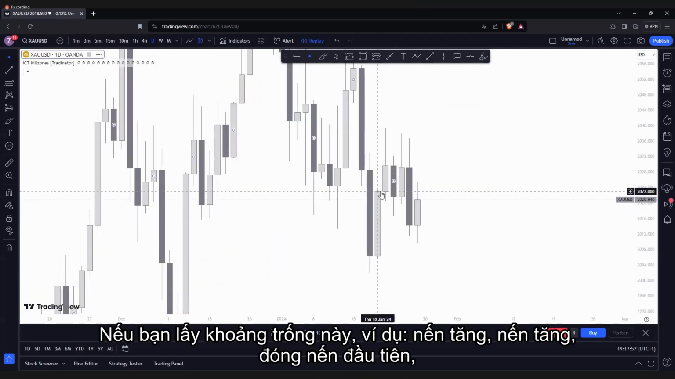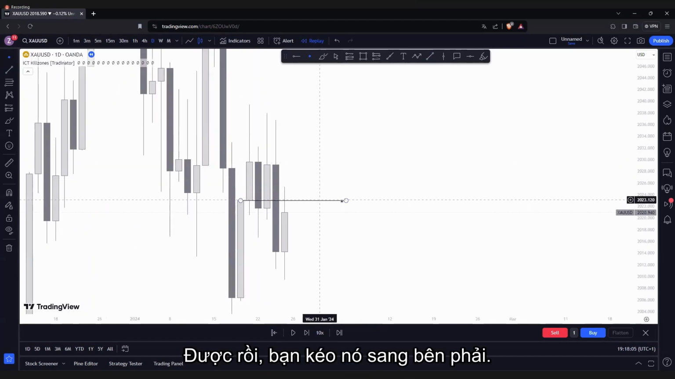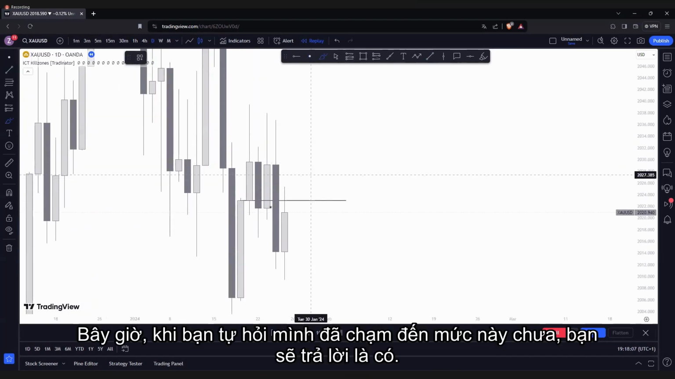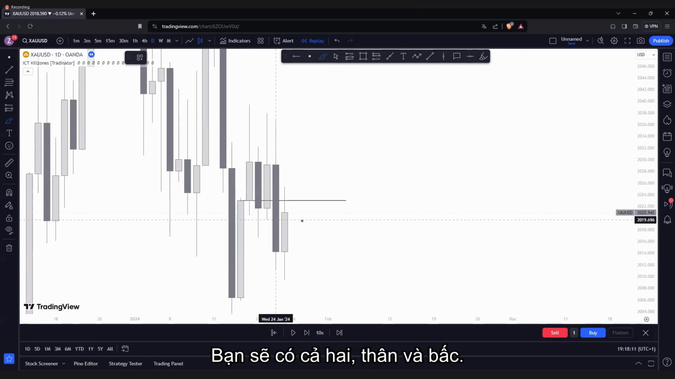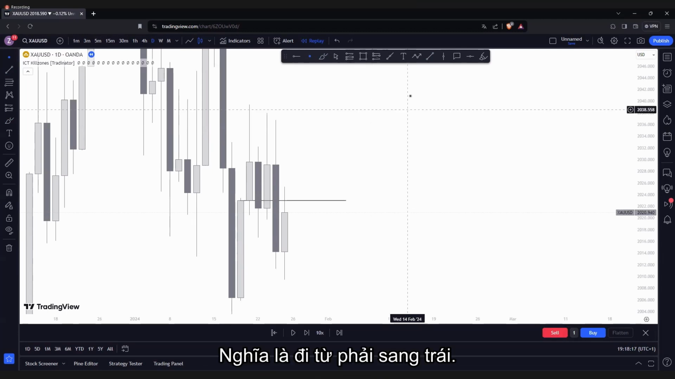If you take this gap, for example, bullish candle, closing of the first one, you drag it to the right. Now, when you ask yourself, did we touch this level? You're going to be answering yes. What type of price action? You're going to have both, body and the wick. And when you have both, what's the last type of price action that went through it, meaning going from the right to the left.